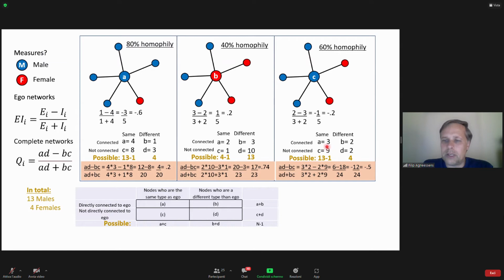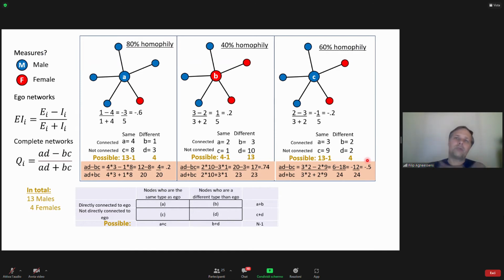This is really high. You didn't connect with a lot of males that were available. And so this product becomes high, which gives us the BC one that's high. AD is low, so it gives me a negative value divided by the sum of these things, which gives me minus 0.5. This person has a tendency towards heterophily, above chance. Is that okay?